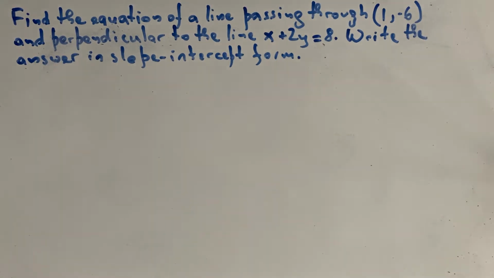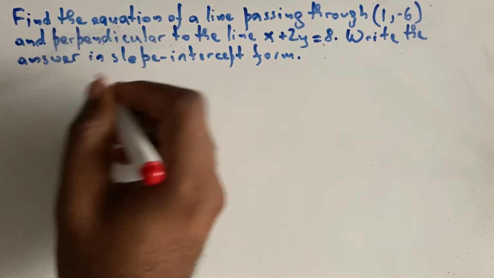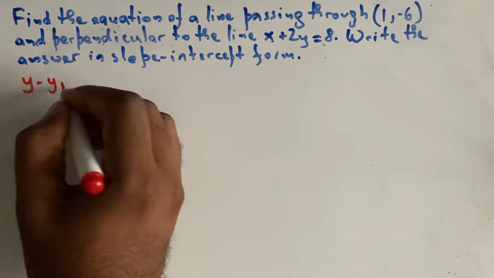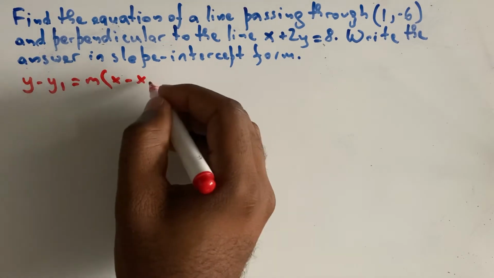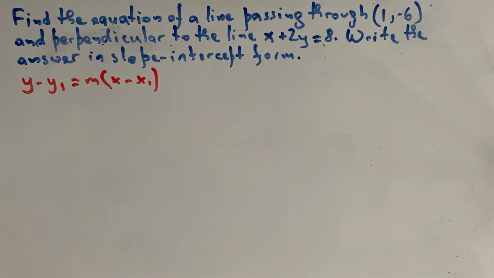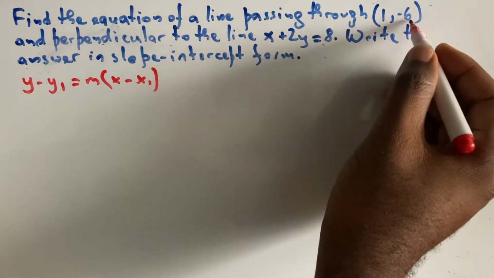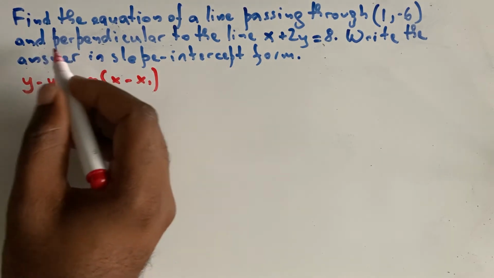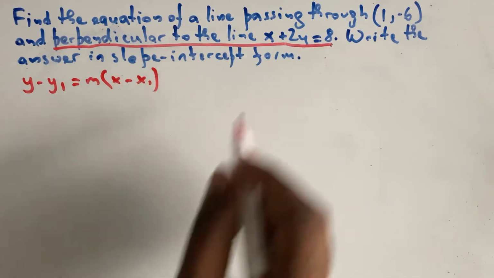So, one thing to know, to solve a problem like this, anytime you need to get the equation of a line, let's start with the point-slope formula. y minus y1 equals m times x minus x1. Now obviously you have x1, you have y1, but you don't see the slope. Well, what they're saying is that the line you need is perpendicular to this line.